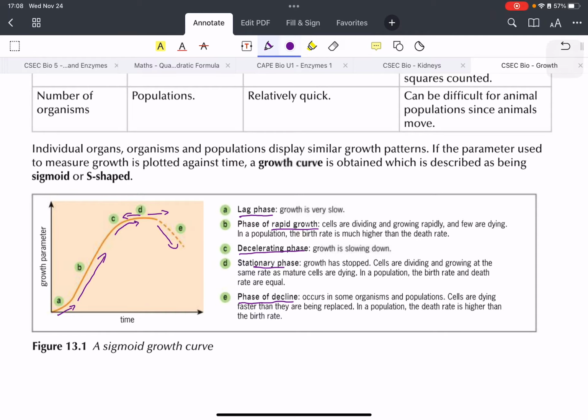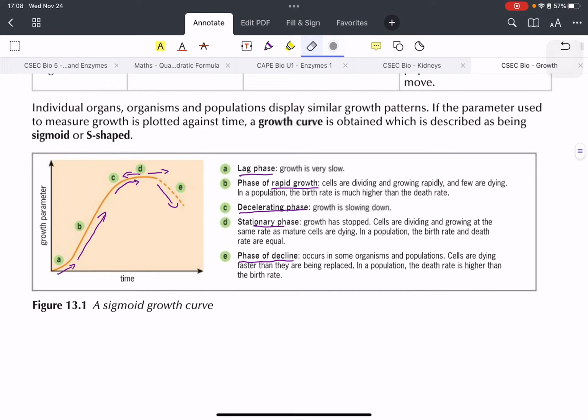In lesser developed countries, people tend to have more children, so their population will keep going up. They may not even have a stationary phase, right? They may stop at C and keep going up very steadily. Okay, so there are different situations that could change a growth curve.